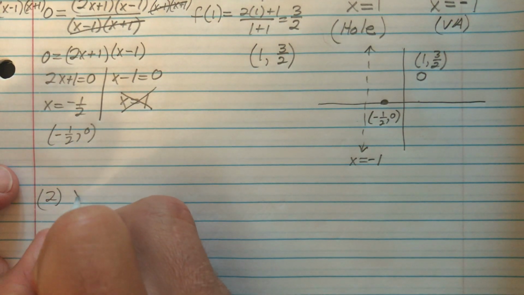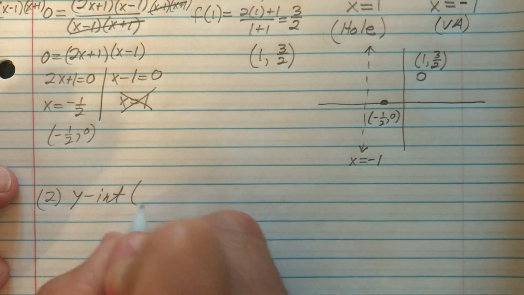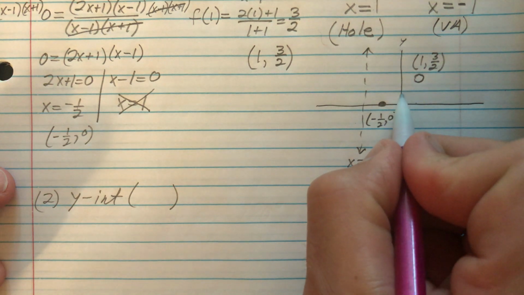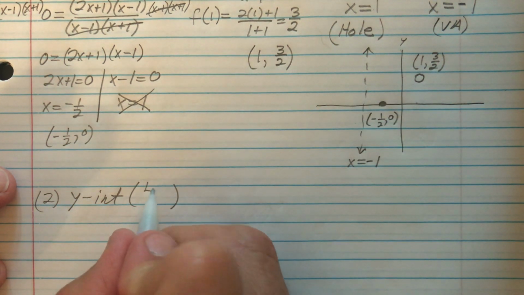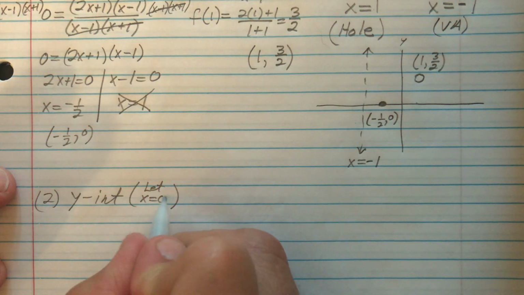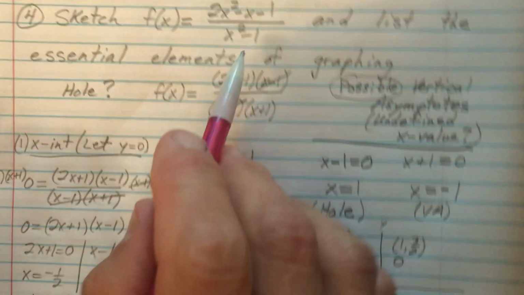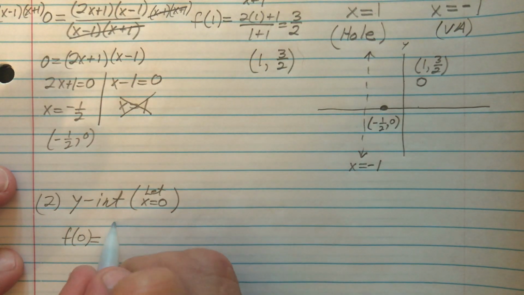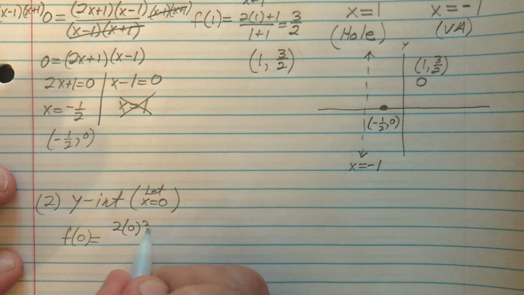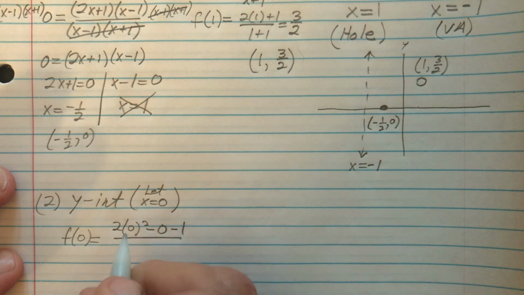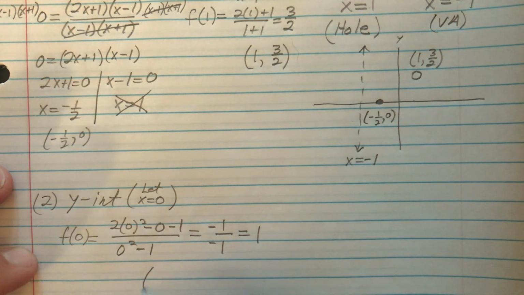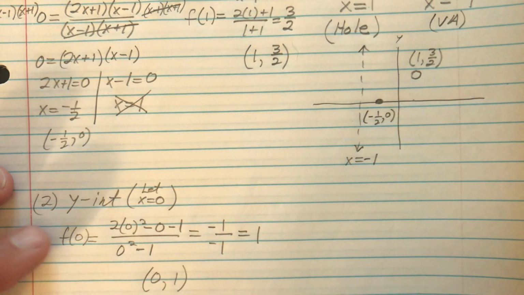Next, we should find any y-intercept. A y-intercept, where we cross the y-axis, is when x is 0. So if we let x equal 0, we simply just plug 0 into the original equation. So f of 0 is 2 times 0 squared minus 0 minus 1 over 0 squared minus 1, which is negative 1 over negative 1, which is 1. So 0, 1 is our y-intercept.